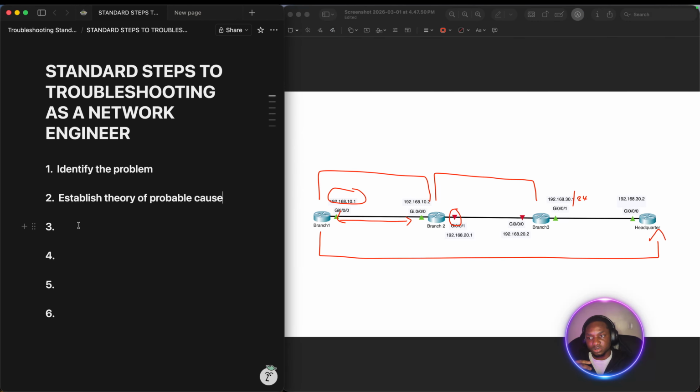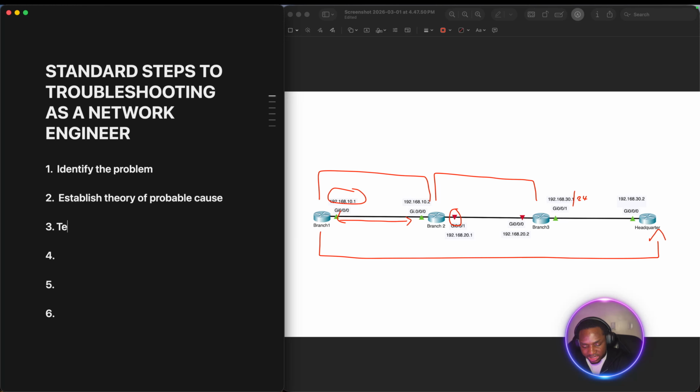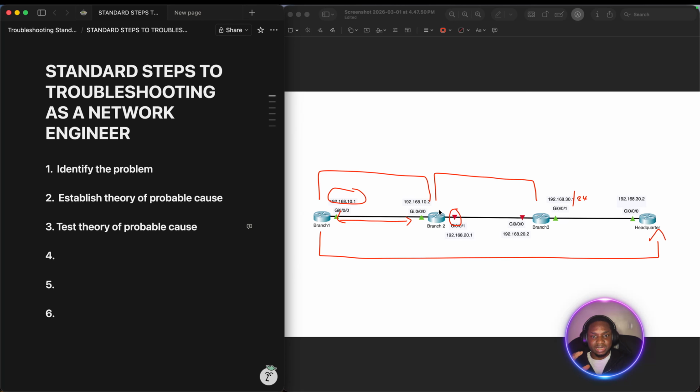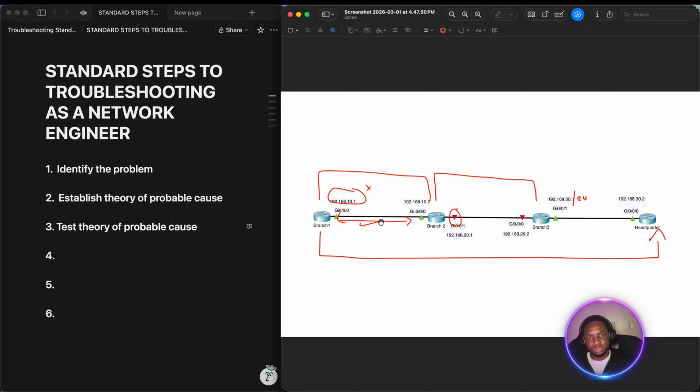That takes us to the third step, which is to test the theory of probable cause. In this step, based on everything I've just highlighted, I want to check if those are the issues. The first thing I do in this scenario is check the IP address. Is it correctly configured? If it is, I take note. If it's not, I also take note. I check the physical cabling. Is everything properly plugged in? I check if it's good, and I take note of that.